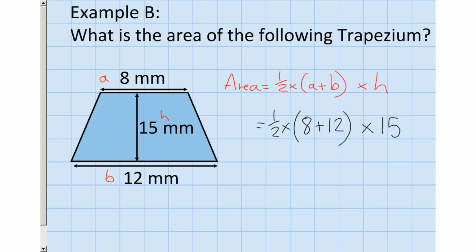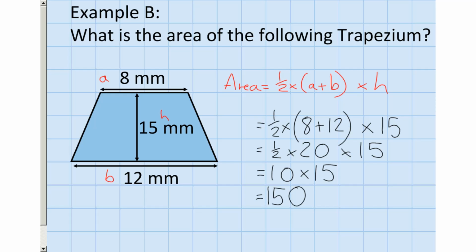So the way we do this, first thing we do, we add A and B together. 8 plus 12 is 20, so it's a half of 20, and then we times it by 15. Well, half of 20 is 10, and 10 times 15 is going to give us 150. This time the units we used for all the lengths were millimeters, so the area for this shape will be in millimeters squared.